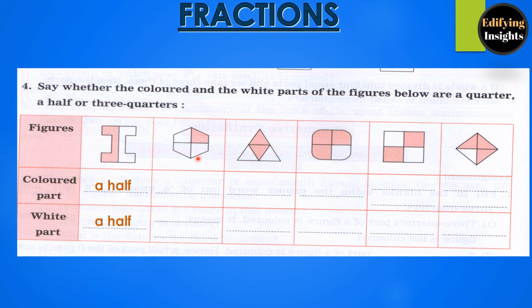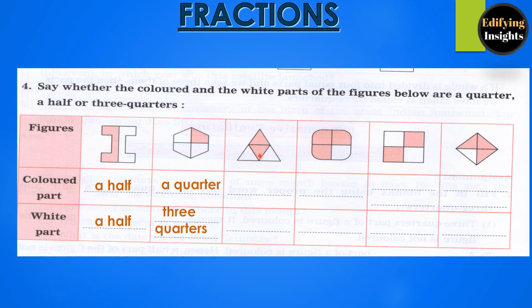Now here in this figure, how many? It is divided into 4 equal parts, and only 1 part is colored, so that is a quarter. And the part which is not colored, that is the white part, is 1, 2, 3, so 3/4.